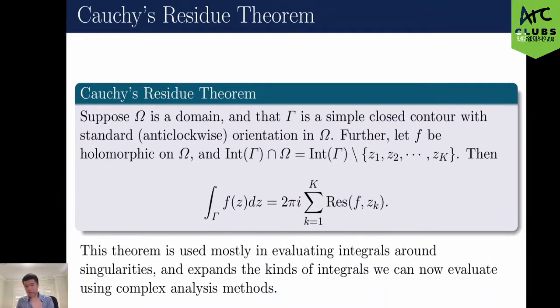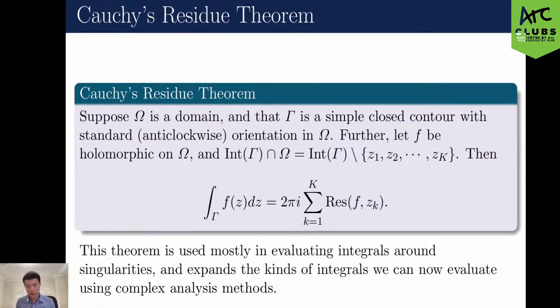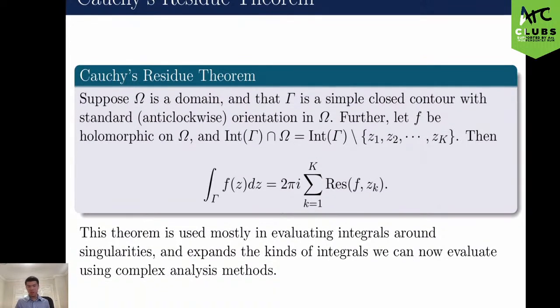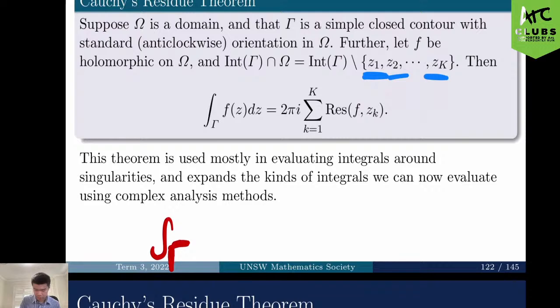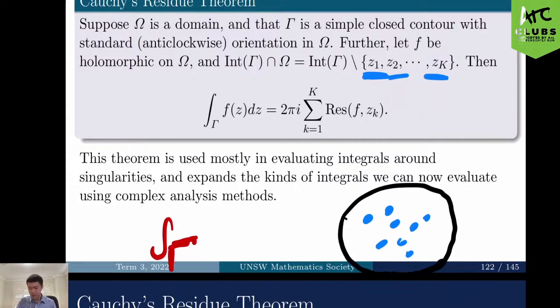We'll move on to the final section before we move on to Laplace and Fourier transforms, which is Cauchy's residue theorem. This generalizes what Ronald was talking about earlier with Cauchy's integral theorem, because given any domain where you've got a number of singularities, z1, z2, all the way down to zk, you can calculate the integral of the contour around these singularities if they're inside.